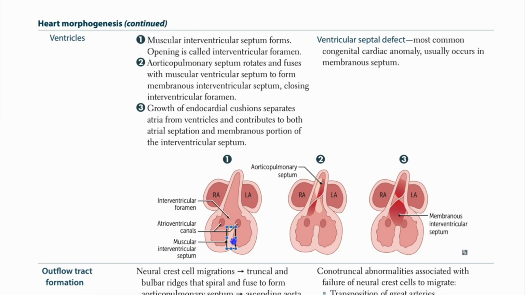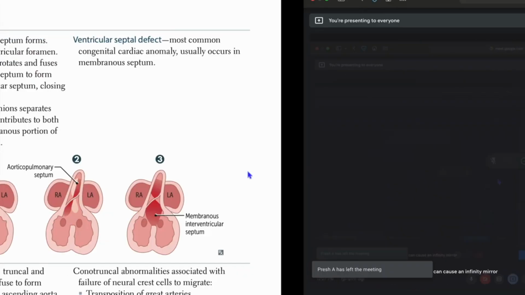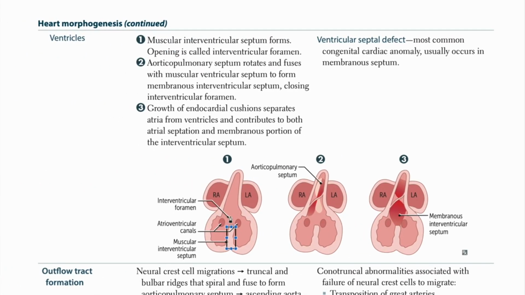Then we have aorticopulmonary septum rotates and fuses with muscular ventricular septum to form membranous interventricular septum, closing the interventricular foramen. So we have the interventricular foramen right there. Okay, so what happens is the aorticopulmonary septum rotates, right? So this is the aorticopulmonary septum, and actually it's going to go the other way.